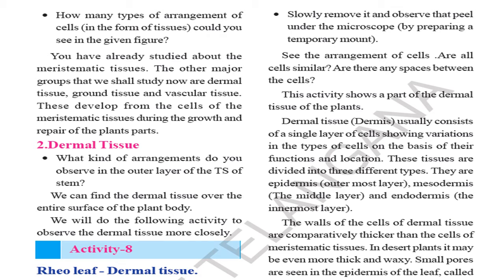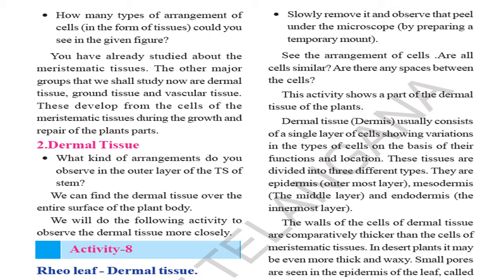You have already studied about meristematic tissue in the last class. Okay, the other major groups that we shall study now are the dermal tissues, ground tissue and vascular tissue. These develop from the cells of the meristematic tissues during the growth and repair of plants' parts. Dermal tissue, what kind of arrangements do you observe? In the outer layer of TS of stem, you can find the dermal tissue over the entire surface of the plant body.